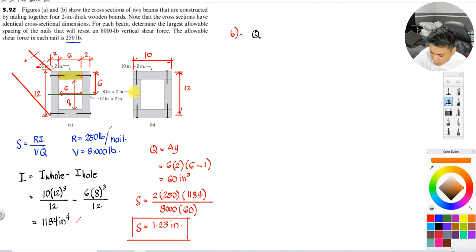Kapag hinawakan ko sa neutral axis, ano naman yung malalaglag or mahihiwalay kapag natanggal yung nails? Ito yun. Okay, ito naman yung buong area na yun. So, ang Q ko, that would become AY. So, ang A ko is 10 by 2. And then, ang Y ko, again, from the neutral axis, we can have it as 6 minus 1.